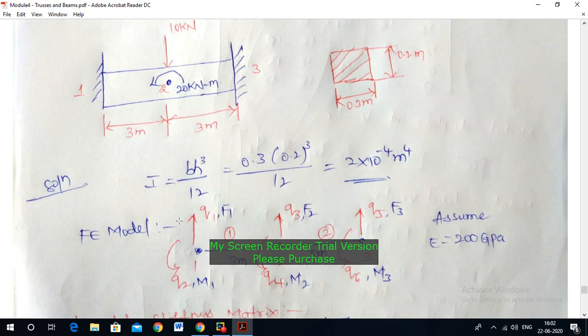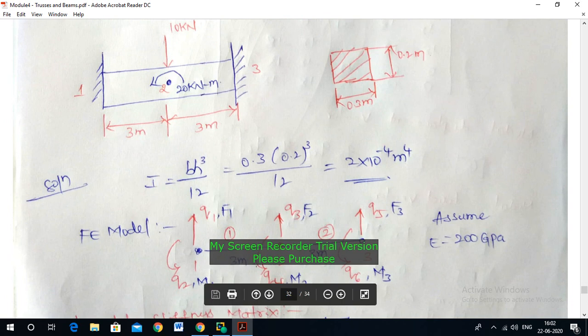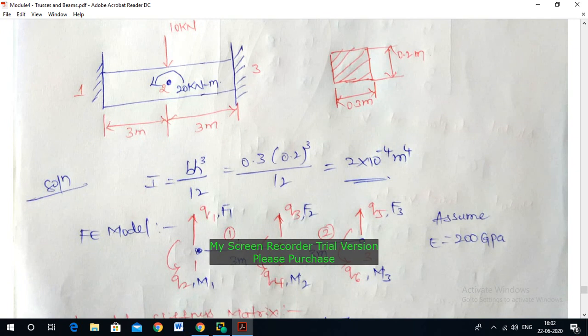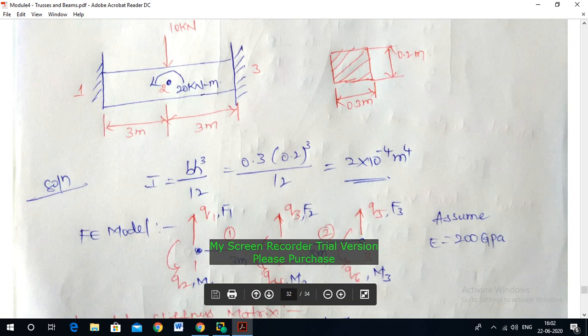First step is the finite element model. First see in this, the beam consists of 2 elements and 3 nodes. After discretization of this beam I will get 2 elements. Element 1 consists of 2 nodes, node 1 and node 2, and element 2 has 2 nodes, node 2 and node 3. Node 2 connects element 1 to element 2.